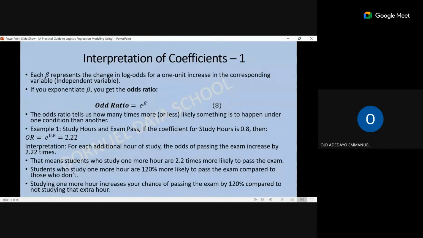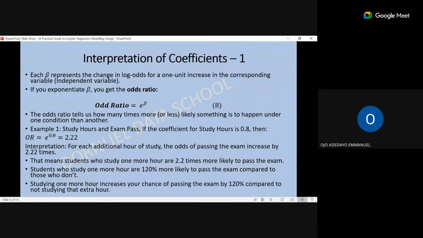But how will you interpret it? This particular aspect is as important as possible. So by the time you subtract 1 from 2.2, you are going to have 1.2. 1.2 multiplied by 100 is going to give you 120%. Now, students who study 1 more hour are 120% more likely to pass the exam compared to those who don't.